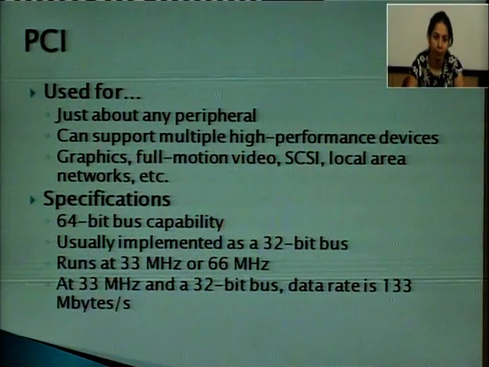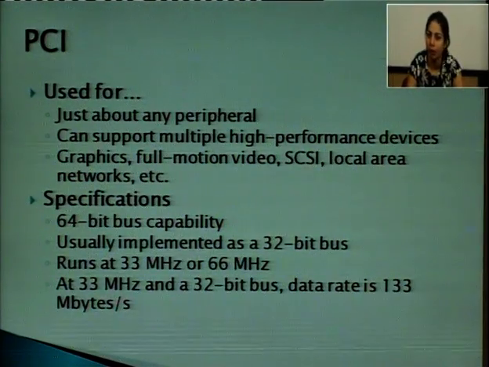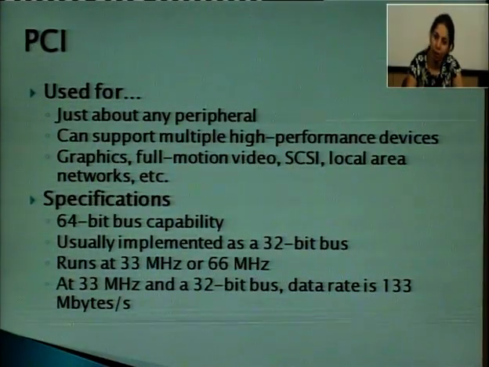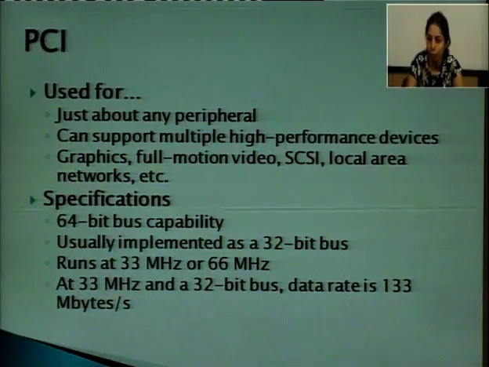It is 4 bits and usually implemented as a 32-bit bus, and it runs at 33 megahertz or 66 megahertz. At 33 megahertz and a 32-bit bus, the data rate is 133 megabytes per second. So, this is the frequency at which it operates, and the data carrying capacity of the PCI bus.